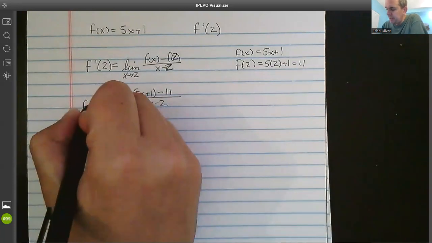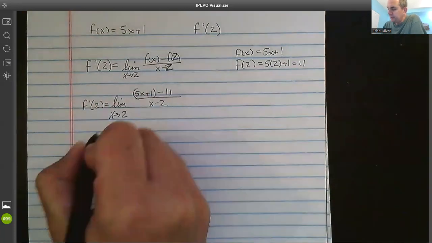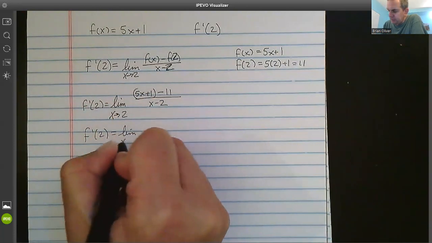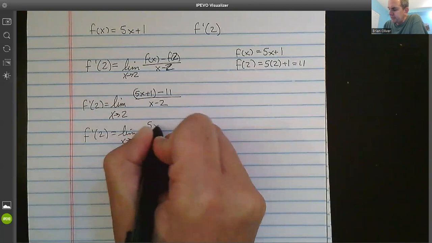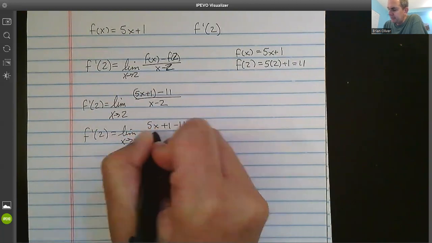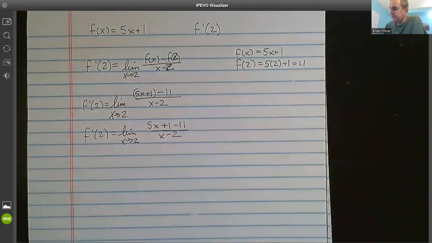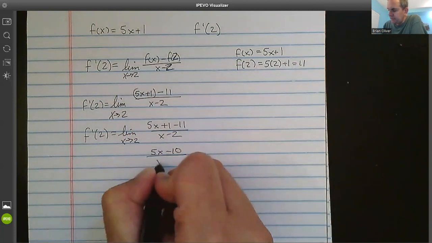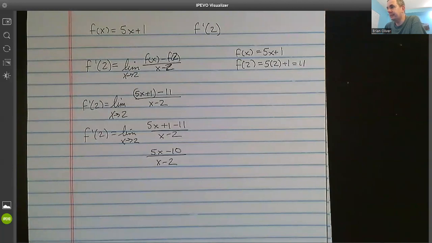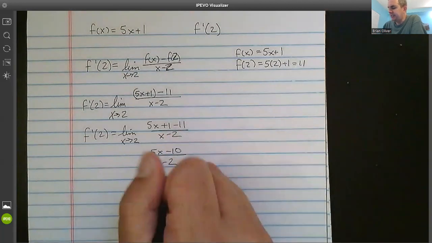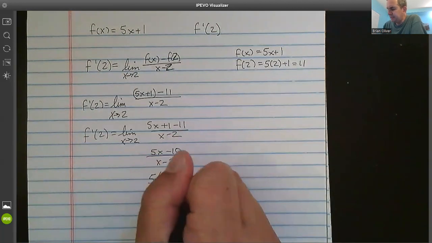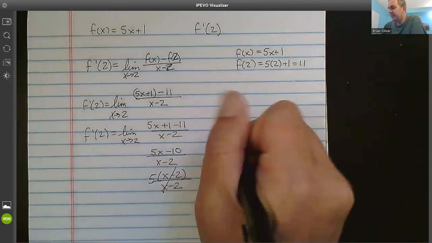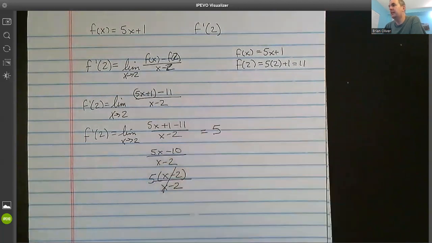So again, f prime at 2, the limit as x approaches 2 of 5x plus 1 minus 11 over x minus 2. That is 5x minus 10 over x minus 2. And in this case, 5 times x minus 2 over x minus 2 cancels out. That tells me that this limit is 5.